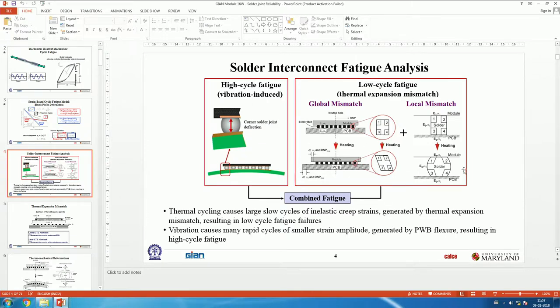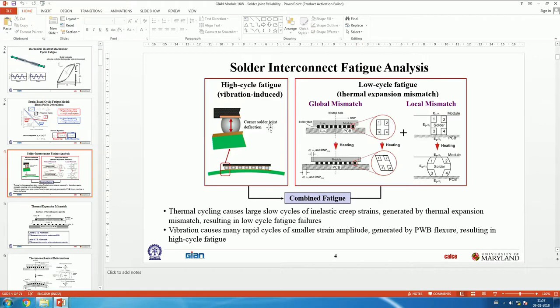But I'll further simplify the problem. I'll assume in this very simple example that the local CTE mismatch is negligible. It's being dominated by global CTE mismatch, okay? And that's not a bad assumption if this is copper metallization. If it's Alloy 42 metallization, you cannot make that assumption. But for copper, the local CTE mismatch is not very high. So we can make that approximation, okay?